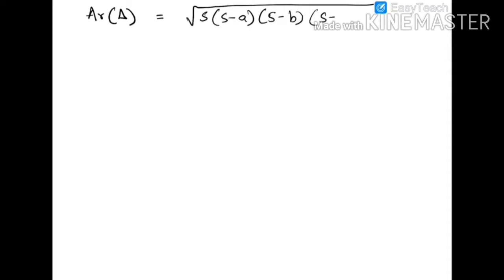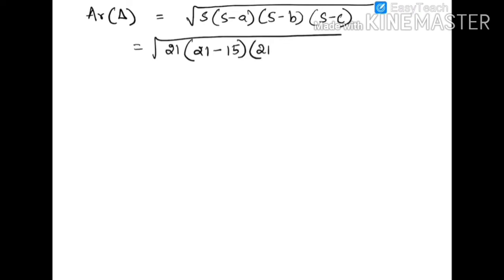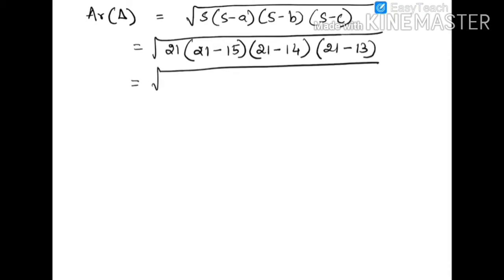So the area of this triangle is equal to root of S into S minus A into S minus B into S minus C. Substitute the values of S. We have found S as 21. A, B, C are 15, 14 and 13 centimeters. So after substitution, simplify this expression. We get 21 into 6 into 7 into 8.